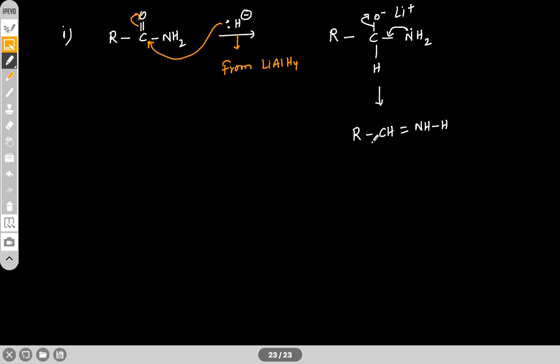Okay, this molecule further, we have a positive charge onto this nitrogen because it comes back here. To neutralize the positive charge, this H plus comes out and this is taken up by this LiO minus, or we can say OLi minus takes this hydrogen from here and it forms RCH double bond NH plus LiOH. This molecule is imine.